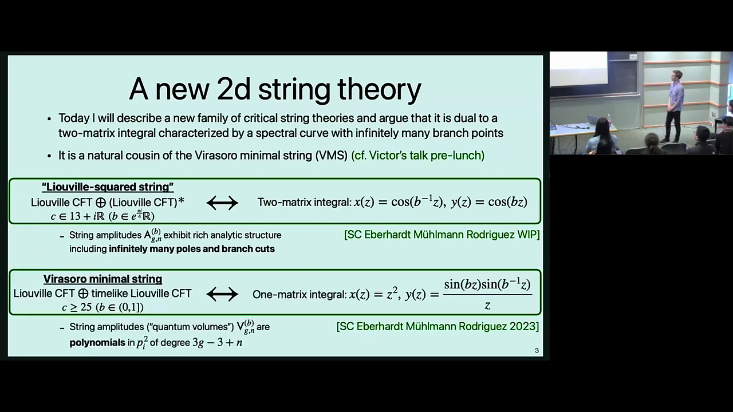Now let's just contrast that with what Victor told us about this morning. So this involves coupling Liouville CFT to time-like Liouville on the worldsheet, where the central charge of the ordinary Liouville was bigger than 25. And he argued that this was dual to a double-scaled one-matrix integral with this spectral curve, where this sine formula is essentially the Cardy formula for the experts in the audience. And what Victor showed is that some miracle, some underlying integrability of this theory made it so that these string amplitudes, which we referred to as quantum volumes, were simply polynomials in the external momenta, p squared, of finite degree.